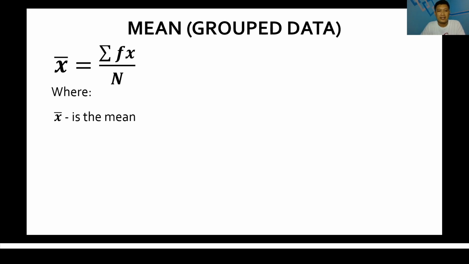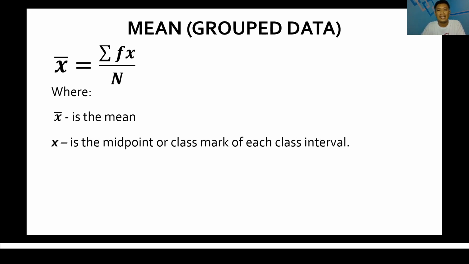The mean for the group data is given by the formula x bar equals the summation of fx divided by n. X bar is the mean itself, x is the midpoint or class mark of each class interval. Remember that the last time we discussed the parts of the frequency distribution table, x, or the midpoint, has been discussed. So I believe you already know how to determine the midpoint or the class mark of each class interval.